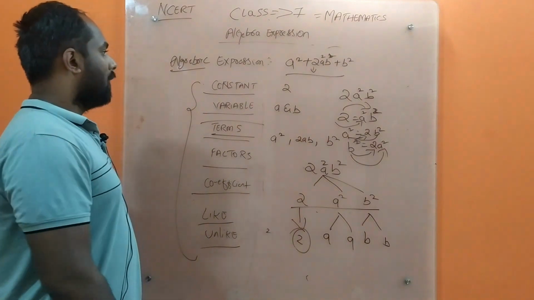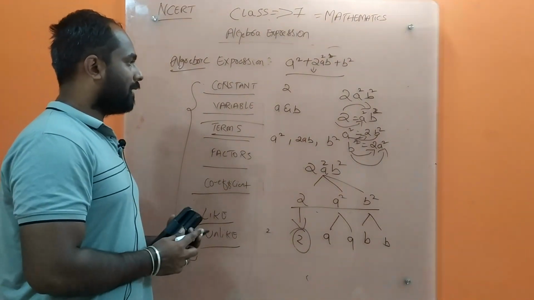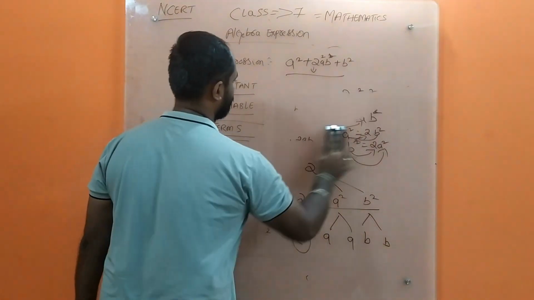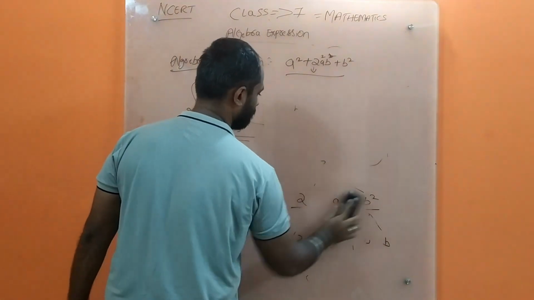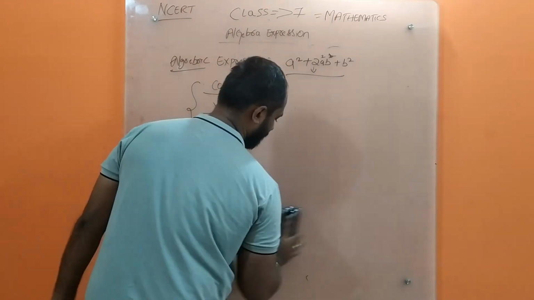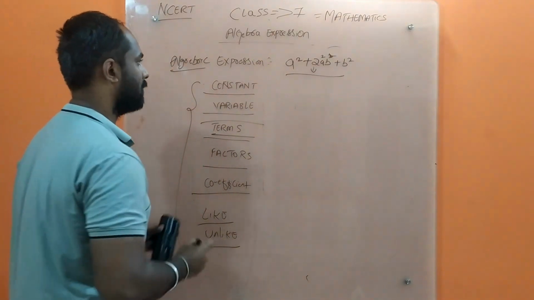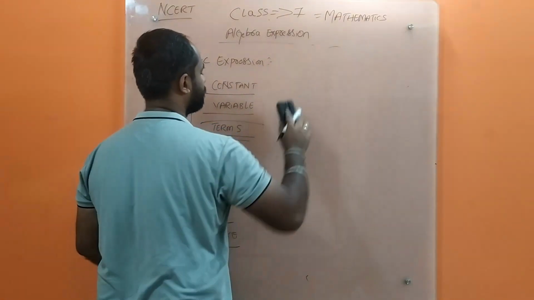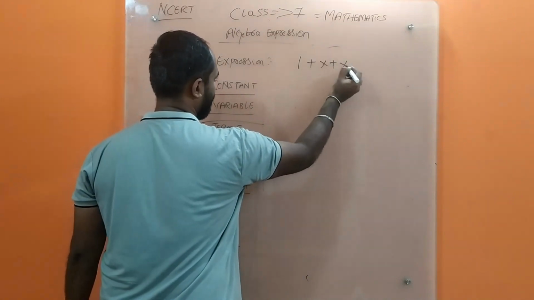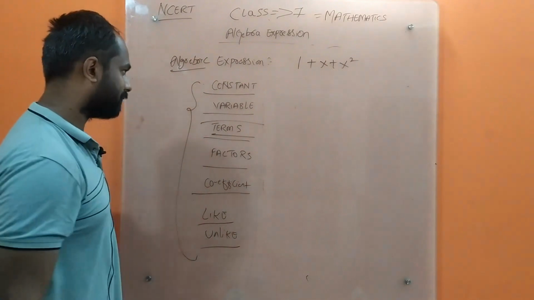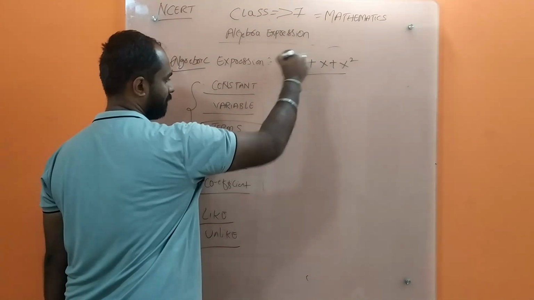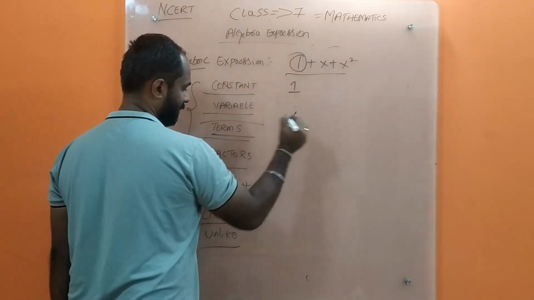Okay, I hope you understand this. Let me put one more expression here, so that you will understand more. I'll put up a tree diagram, for example: 1 plus x plus x square. This is your expression. Here in this total expression, what is your constant? 1, this item. In variables, you have only x.